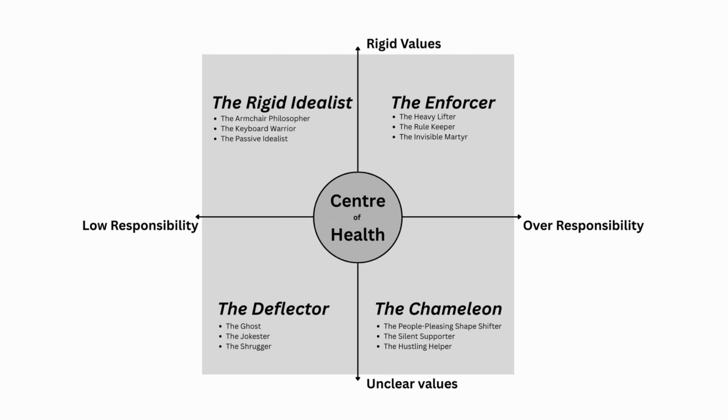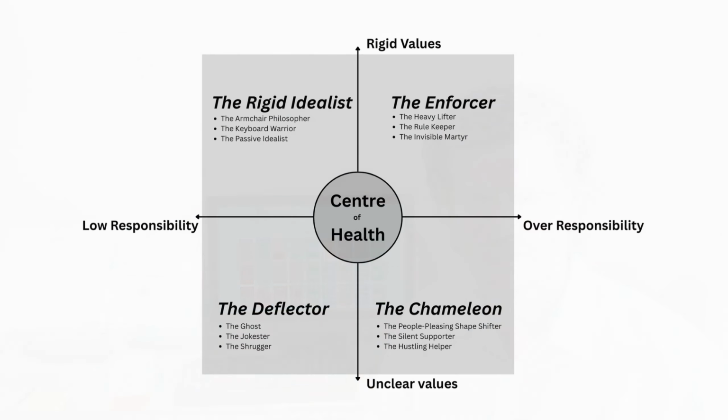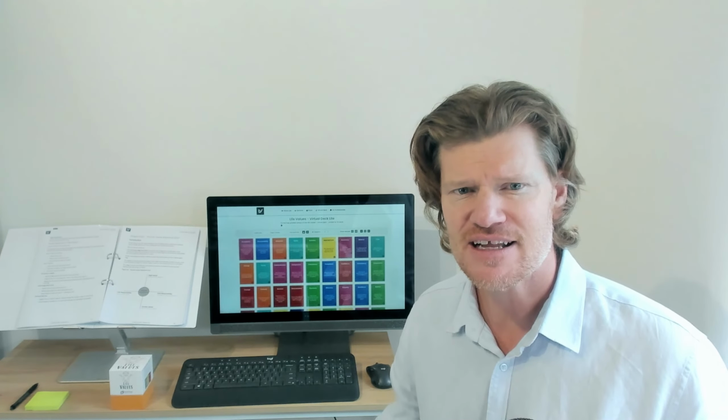So if I place Brian on the grid, he wasn't sitting neatly in one quadrant. He was moving around, and that's quite normal. So his common drift looked a bit like this. The first pattern of drift was to the enforcer quadrant. There was an energy and frustration under pressure when things felt tense. He'd go into, "I need to fix this, I need to hold it together" mode. And that's the over-responsibility quadrant.